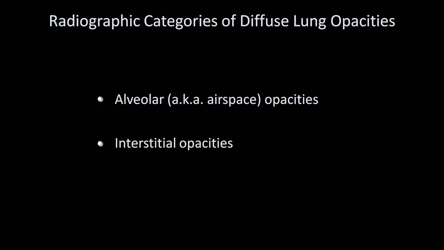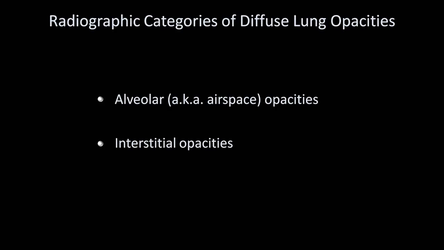For the remainder of this video, I'll be referring to the 2 classic radiographic categories of diffuse lung opacities. They are alveolar opacities, often referred to as airspace opacities, and interstitial opacities. While I will be discussing the features which distinguish one category from another, and discussing the subtypes of each, in practice, the distinction between alveolar and interstitial opacities is not easy. It is a skill that entails much subjectivity, requires much experience, and typically shows significant inter-observer variation.